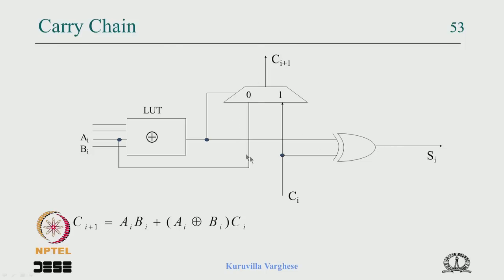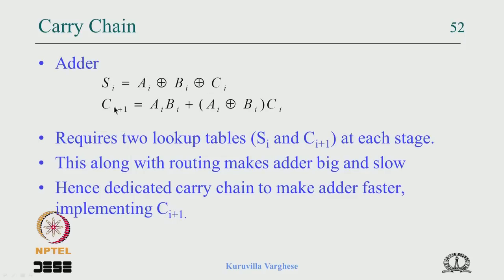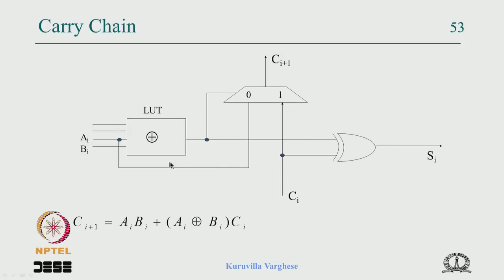Now this implements the carry equation we have seen: Ci+1 is Ai Bi or (Ai exclusive OR Bi) and Ci, implemented here. You give Ai, Bi here, and Ai exclusive OR Bi goes to the select line of this mux, and Ai Bi is this part. So that is the carry chain basically. We are coming to the end of this part of the lecture. We will continue with the carry chain.